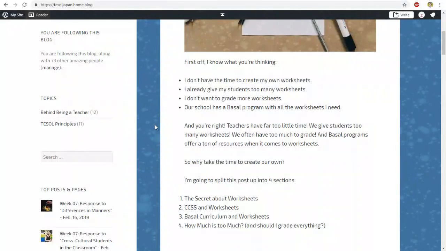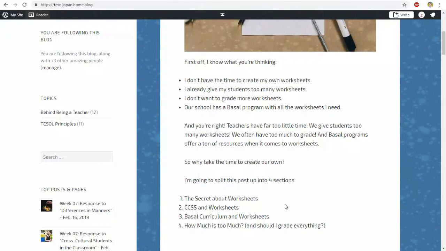Our school has a Basil program with all the worksheets I need, and you're right. Teachers have far too little time. We give students too many worksheets, and we often have too much to grade. And Basil programs offer a ton of resources when it comes to worksheets that help us save time and effort. And so, why take the time to create our own?